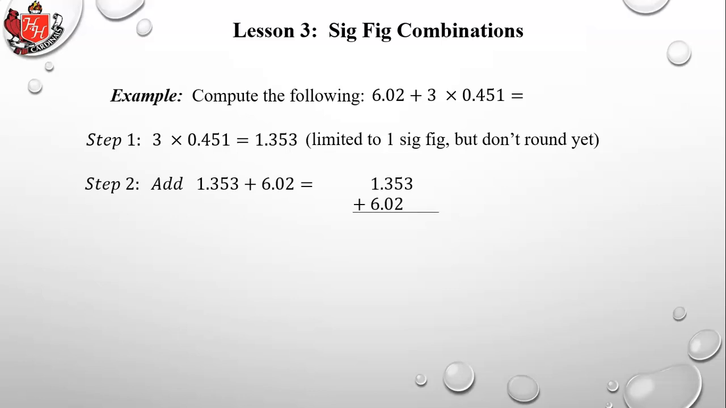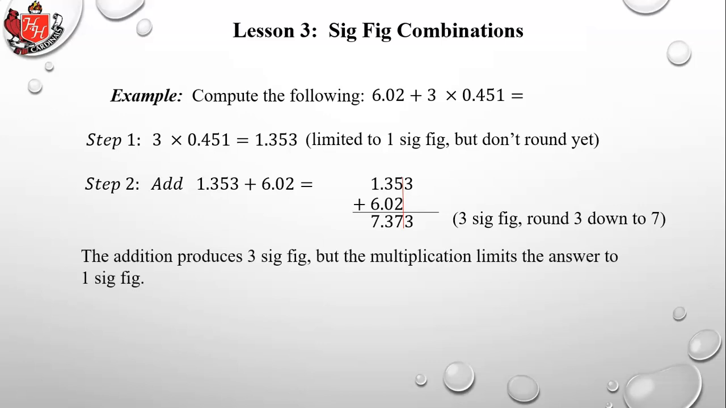Then you add that to the 6.02. You draw the red line next to the 2 because that number has the least number of digits after the decimal. And you end up with that number 7.373, and that last 3 rounds the 7 back down to a 7. It stays at a 7.